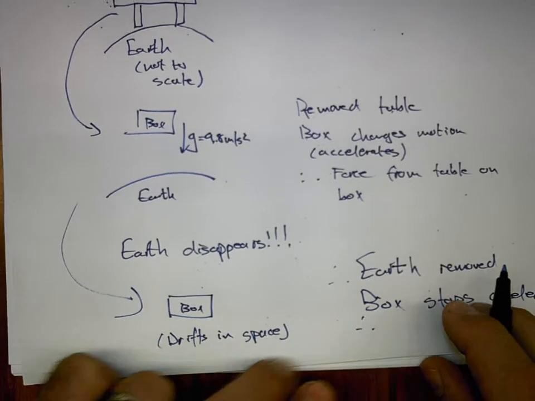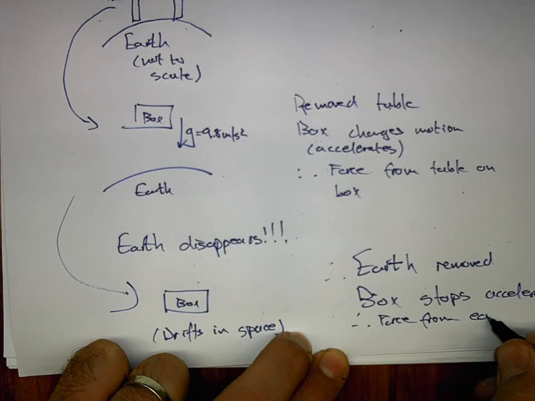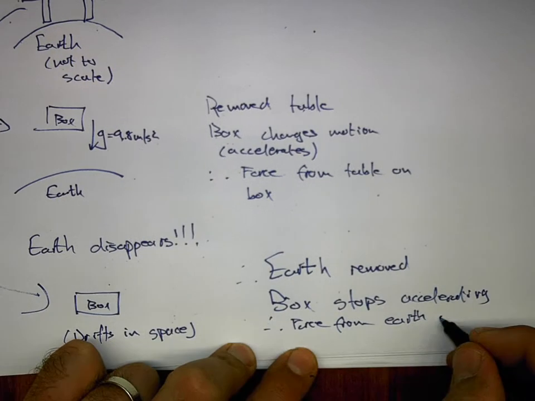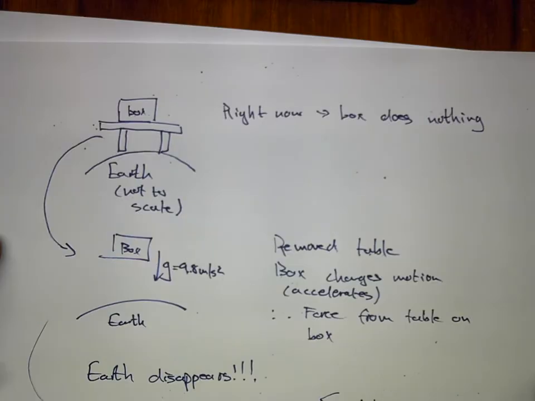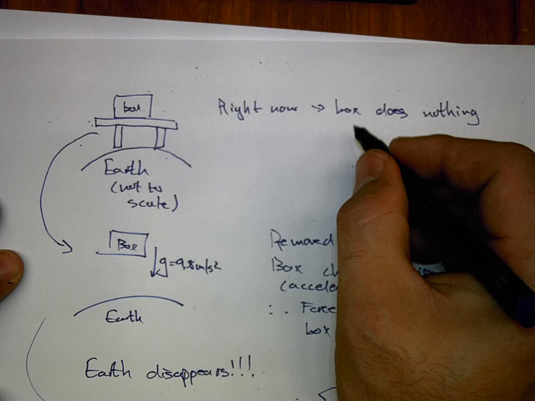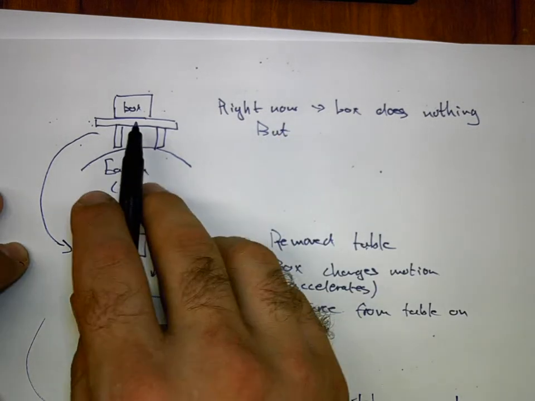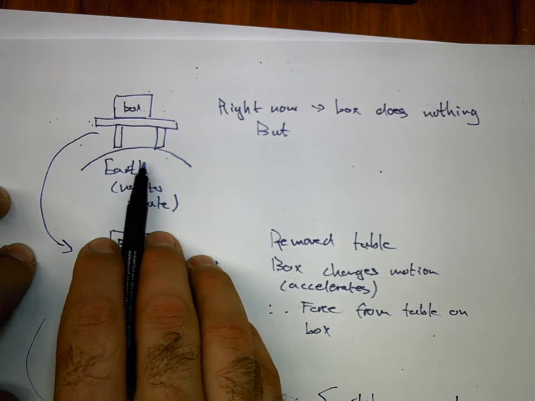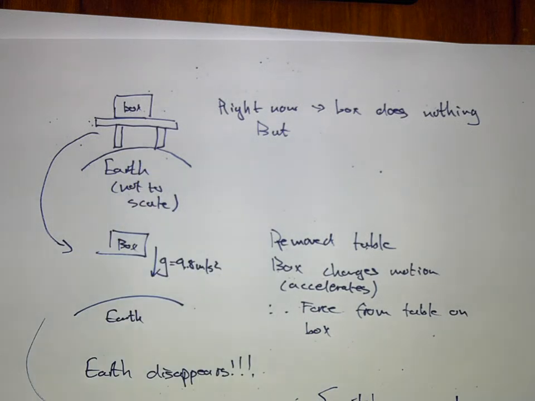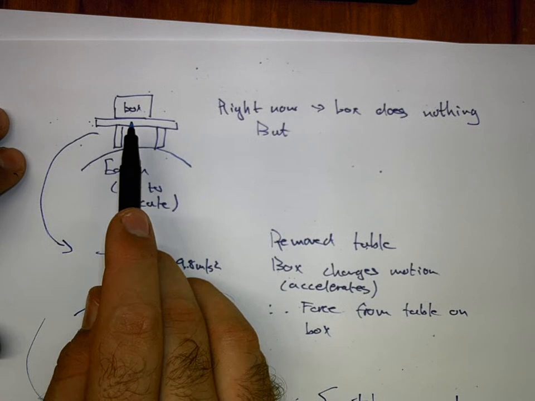So therefore there must be a force from the earth on the box. If you look at all three of these things, right here we've got the box does nothing, but we've just deduced that although it's doing nothing, it's not like there's no forces acting on it. By just our very broad definition of a force, we've deduced there must be two forces acting on it, one from the table and one from the earth, but the box is doing nothing.